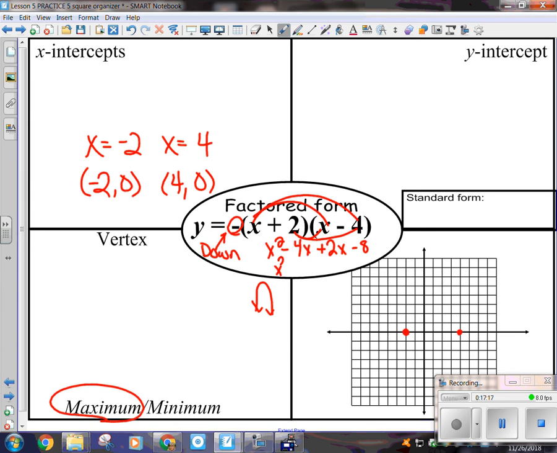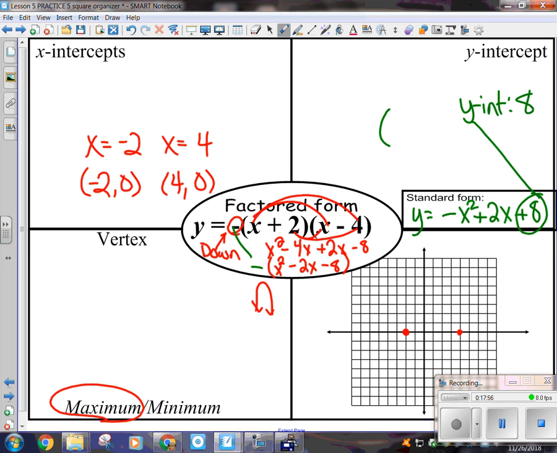x squared -2x -8. But then remember that negative sign I said let's wait to the end? What is that negative sign going to do to every single term we just got? It's going to change the sign. So that's my standard form. Negative x squared. Instead of saying subtract 2x, it's going to say plus 2x. Instead of saying -8, it's going to be what? +8. Anybody know my y-intercept? 8. My y-intercept is 8.